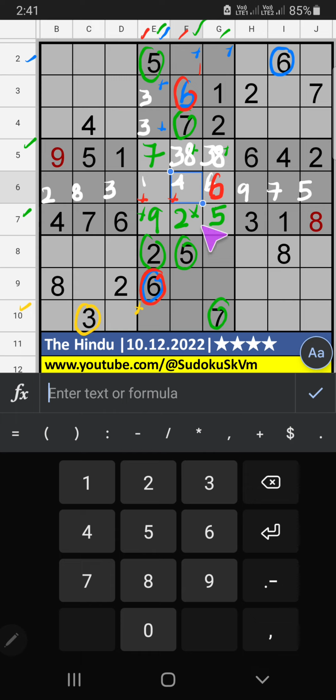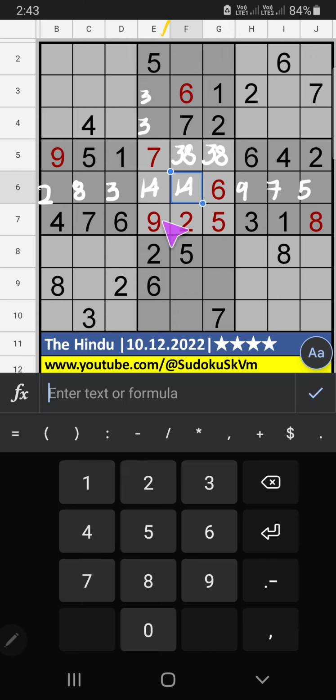Then 5th grade, 2 numbers are remaining: 1 and 4. It will come in another 2 cells. We will confirm later. Column E, we have 9. So 9 can't come in these cells. 9 will come in one of the cells. We will confirm later.